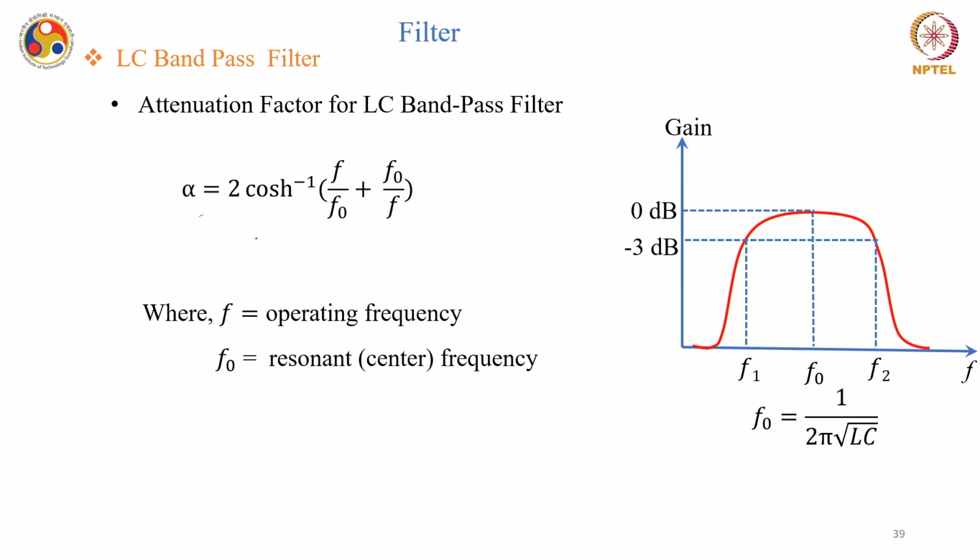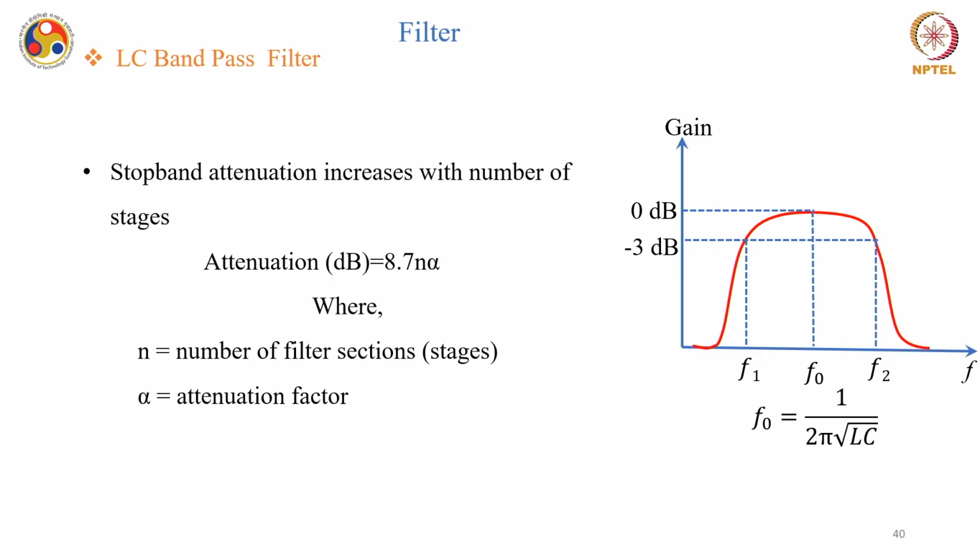In this case, the attenuation factor for the LC band pass is again given by this formula: alpha is given by 2 cos hyperbolic inverse of f by f naught plus f naught by f, where f is your operating frequency and f naught is sometimes called the center frequency or the resonant frequency. The stop band attenuation again increases with the number of stages, and attenuation can be given as 8.7 into n alpha, where n is the number of filter sections and alpha is your attenuation factor.